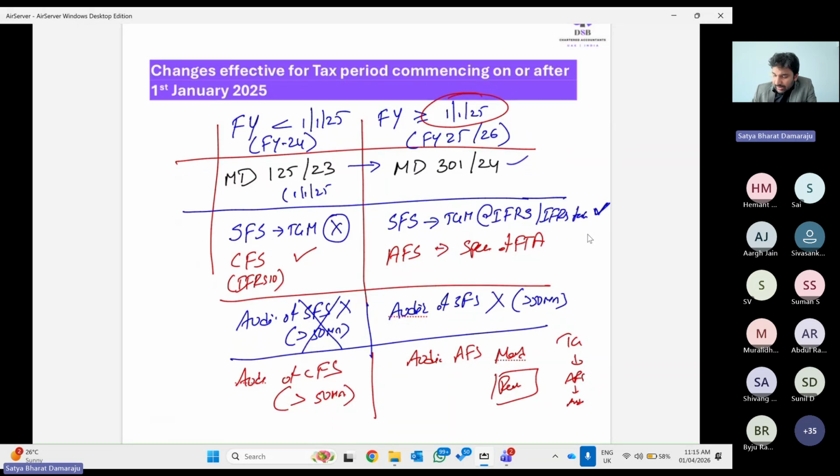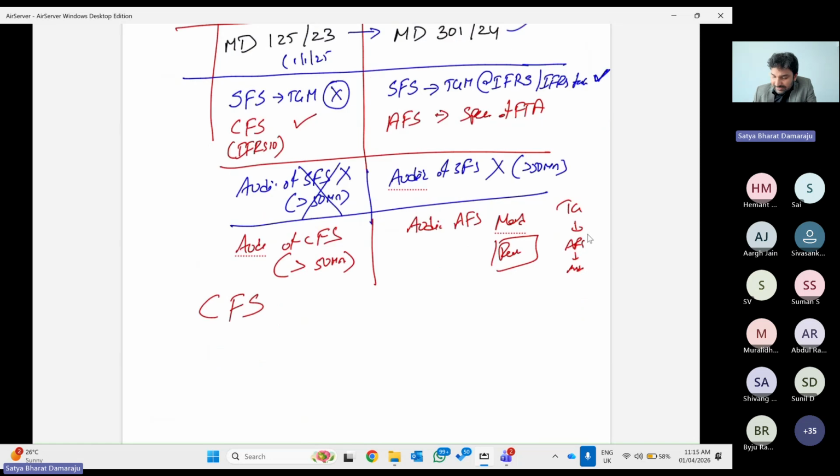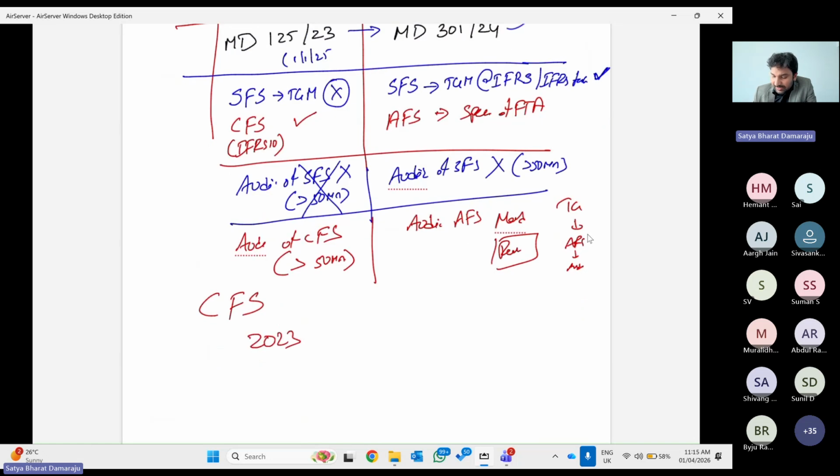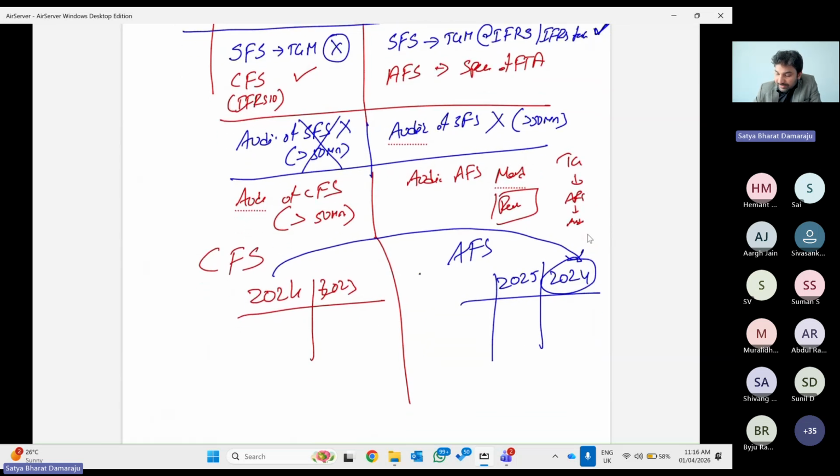Now the question. Last year I prepared SFS. By preparing SFS, I have shown 2024 and 2023 as my comparatives. Now I'm preparing AFS for 2025. Do I need to rebuild my 2024, or can I show the same numbers of CFS? No, you have to redo the comparatives as per the special framework.